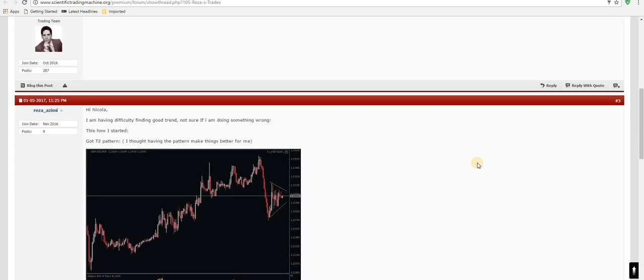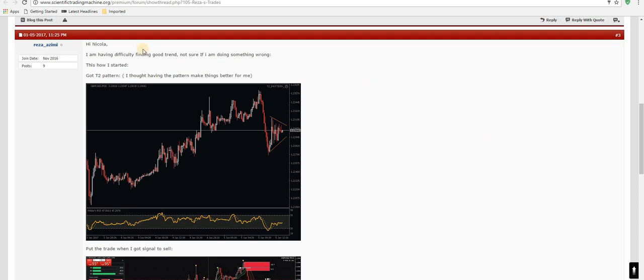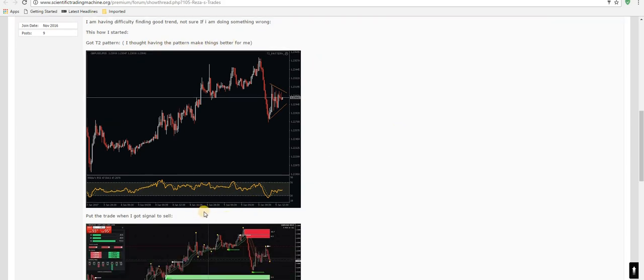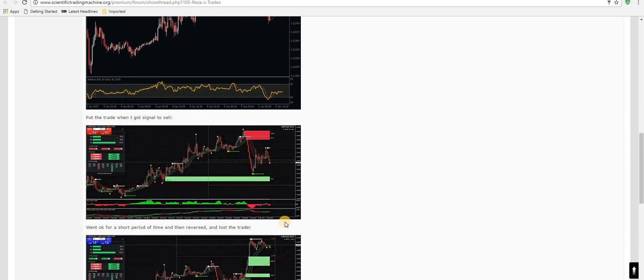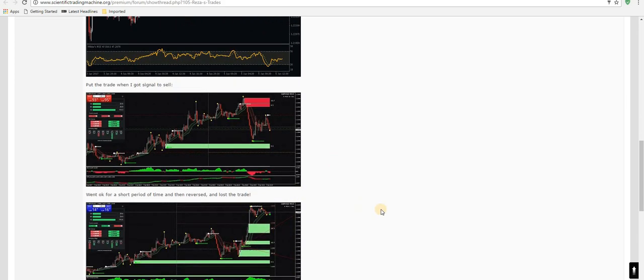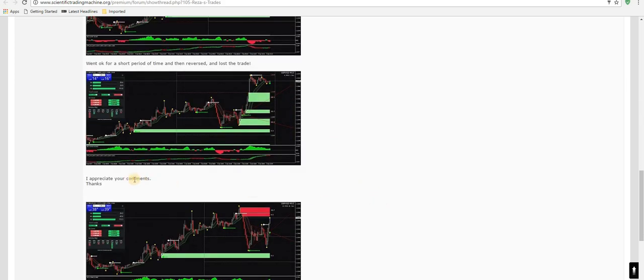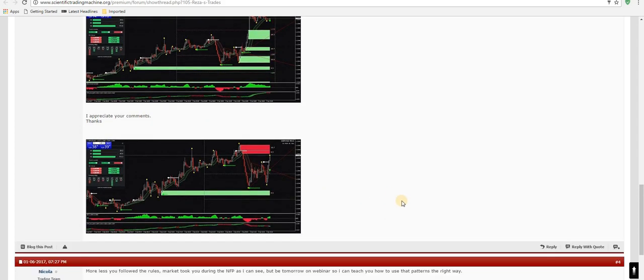All right, let me come down to the most recent trades. I'm having a difficult time finding good trend. Not sure if I'm doing something wrong. This is how I started. It got a T2 pattern. All right, let's keep going. Put the trade on when I got the signal to sell. Went okay for a short period of time and then reversed and lost the trade. I appreciate your comments. Thanks.